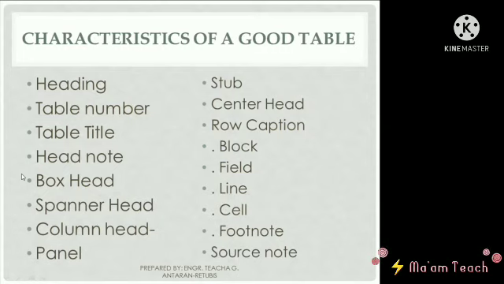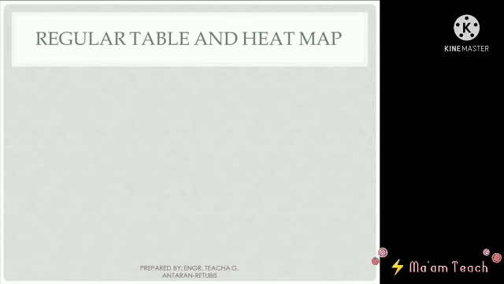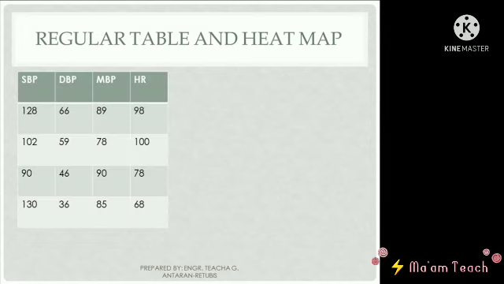So for example, here we have a comparison of a regular table and a table that uses a heat map. This is a regular table. The data presented is somewhat the same, the background color is just the same. It doesn't have any specific focus, something like that.